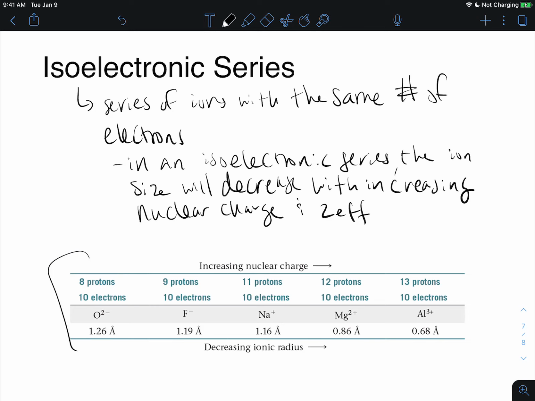We're going from O2- to Al3+. Each one of them has 10 electrons, but as we go from O2- to F- to Na+ to Mg2+ to Al3+, we increase our number of protons. So we are literally increasing our nuclear charge, but we're not changing our number of electrons. So as we increase our nuclear charge, we are significantly increasing our effective nuclear charge. So we are decreasing our ionic radius within here.